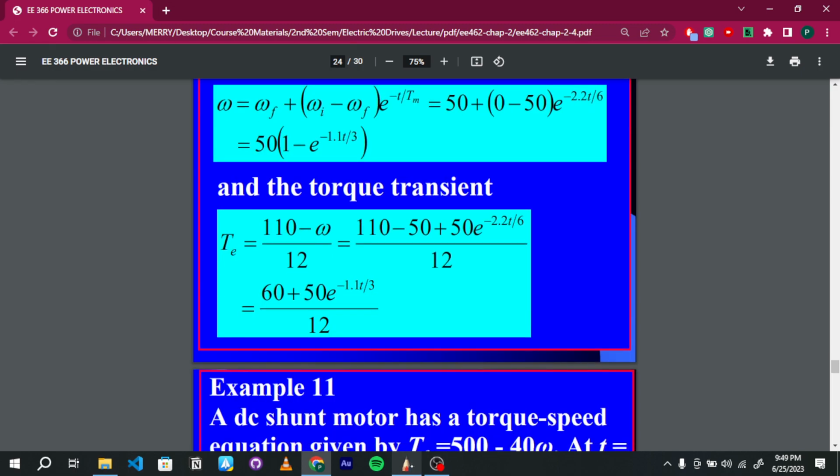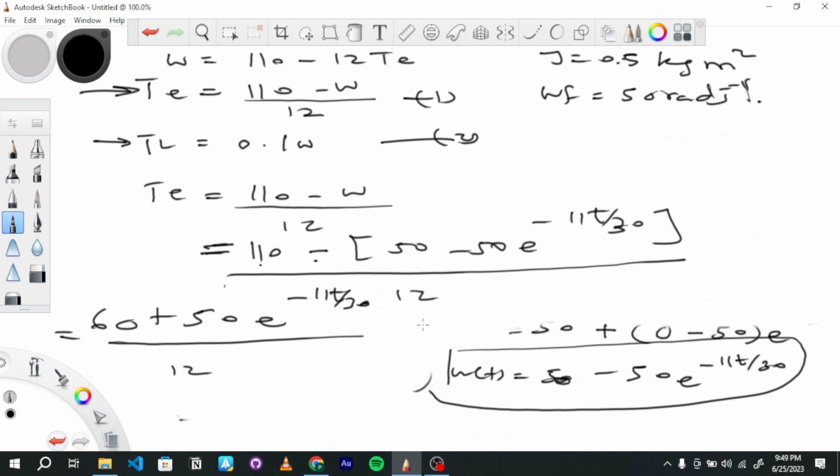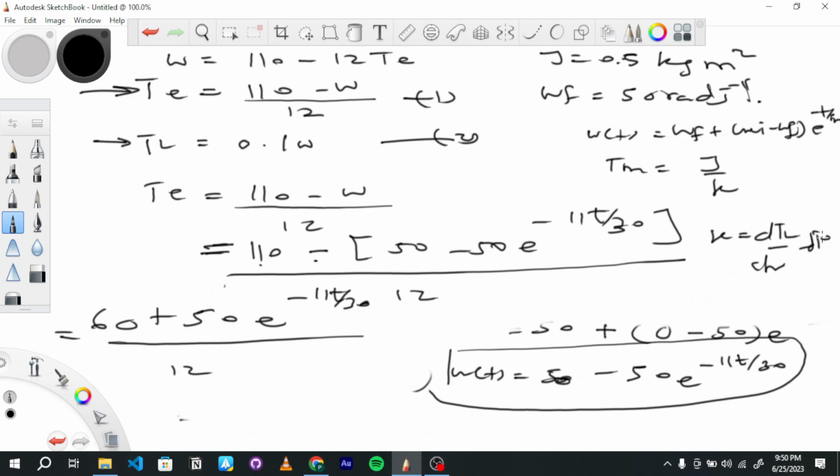It's not difficult. Anytime you have a question like this, you just think of it systematically. You want to find omega at t, which is equal to omega f plus omega i minus omega f e to the minus t over tm. So first thing, find tm, J over k. You don't know k. What is k? K is dTL d omega minus dTe d omega at the final speed. Once I have k, I can find my tm. Once I have tm, I can find omega at t.